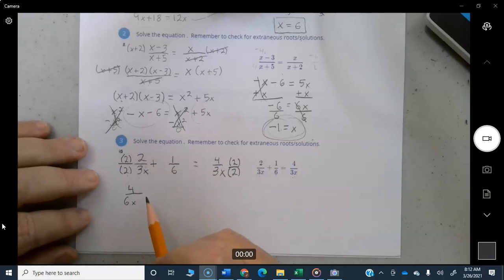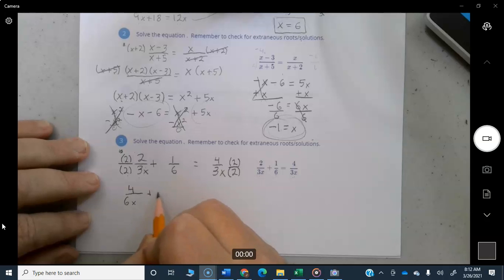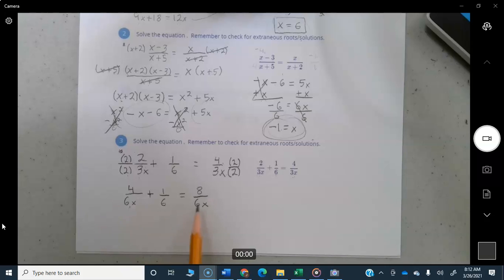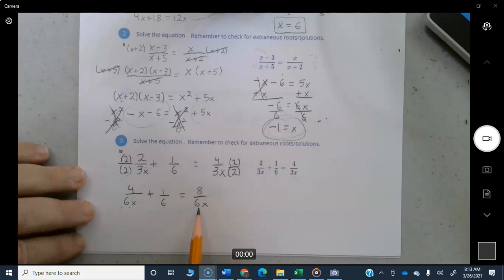All right, now, plus 1 over 6 equals 4 times 2 is 8, and 3x times 2 is 6x. Okay, so now we have a common denominator there and there. And the 6 that we needed to have is in all three of these. So the only thing we need to have for this one is an x. Once we have an x there, then they'll all have a denominator of 6x. Okay, so I got a 6x there and a 6x there.